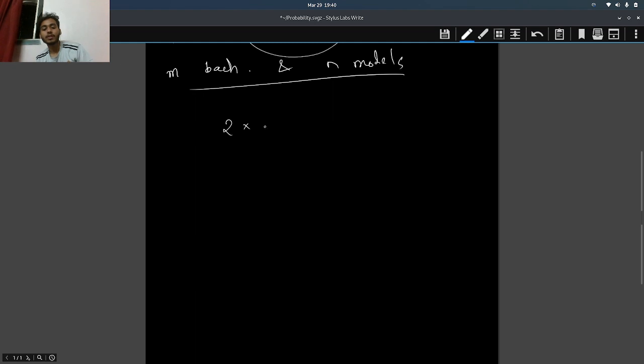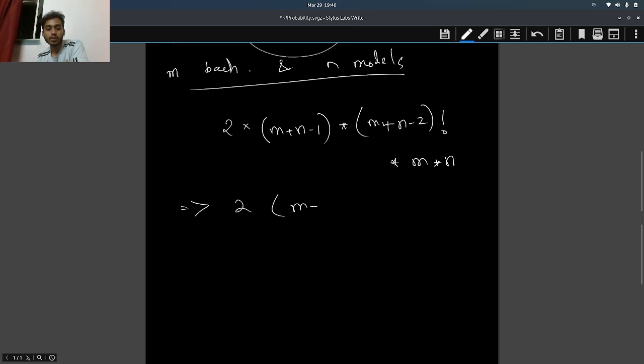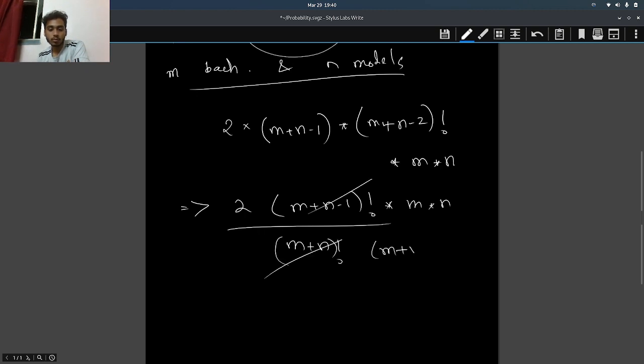Oops, again I am calculating. This should be M plus N minus 1, into M plus N minus 2, which is the total number of people who are not them, and then we can multiply by M and N. So basically 2 into M plus N minus 1 factorial into M into N. Now we have to divide it by the total number of permutations which we can possibly have, boiling it down to 2MN by M plus N.